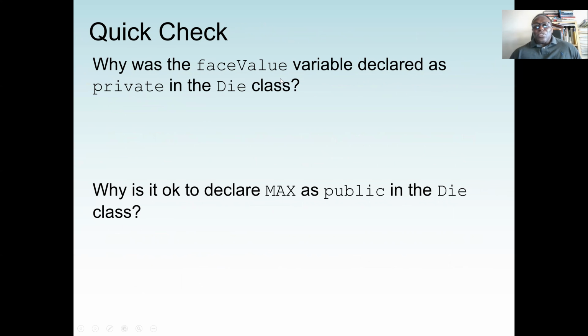So we have a quick check here. Why was the face value variable declared as private in a Die class? This is from the previous lectures; we had a Die class program. And now the question is, why was the face value variable declared as private? The whole concept is encapsulation, to make sure the face value, an instance variable, is protected. An instance variable is a variable at the class level. It should always be private to enforce encapsulation and security.